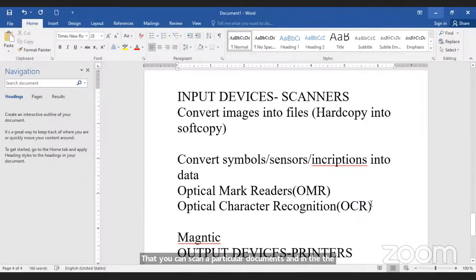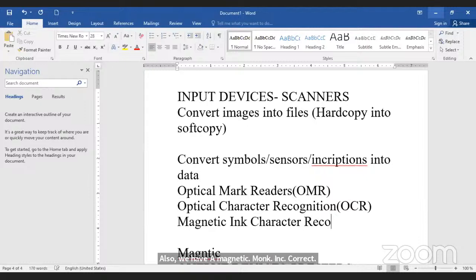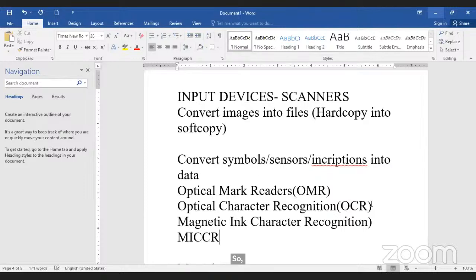Also, we have magnetic ink character recognition. So I'm making my notes, and you should also be making your own notes from your side. So, for example, what is MICR?